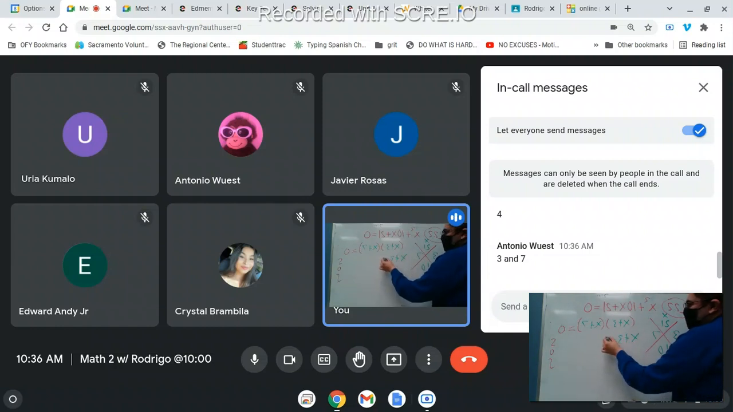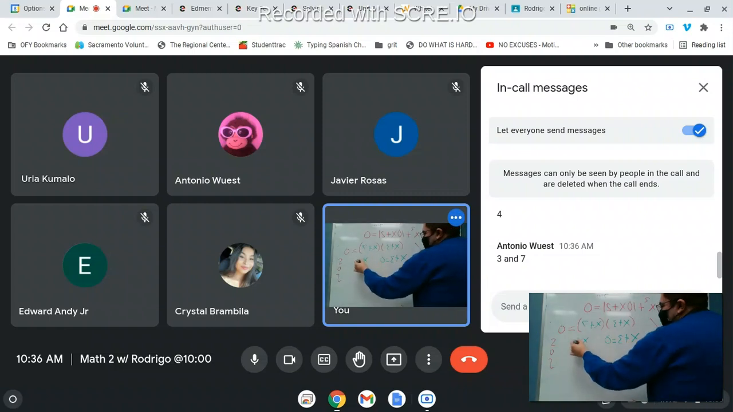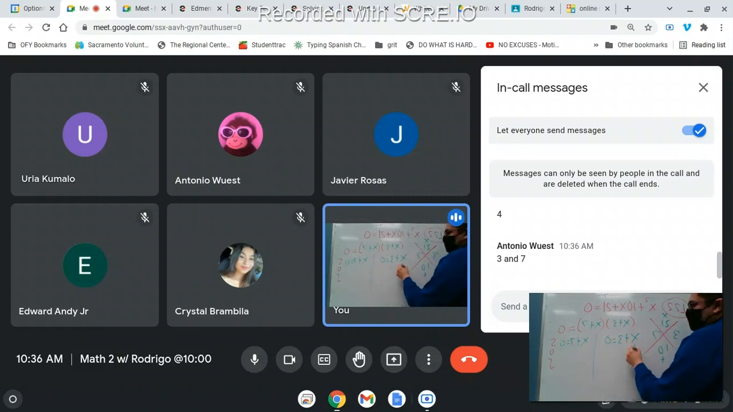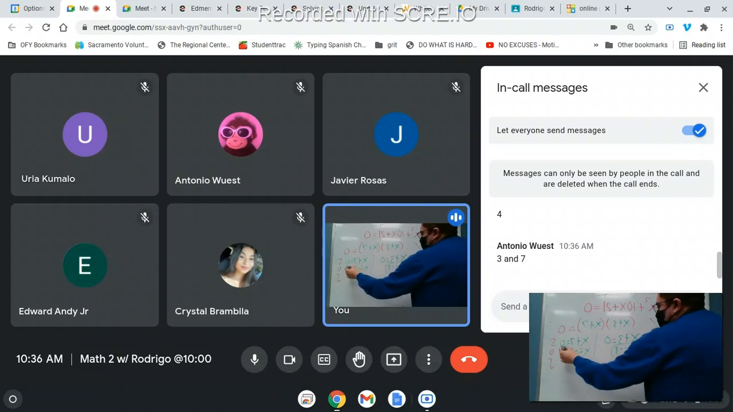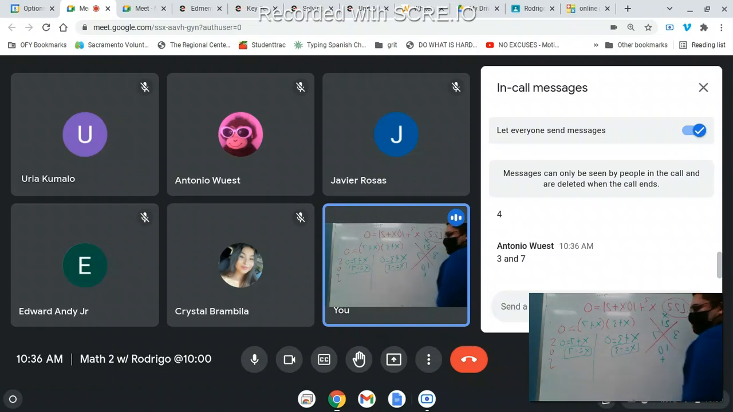So we're both doing it at the same time. This is just me. You solve this one: x equals -3, x equals -7 is the opposite. Those are your two answers.